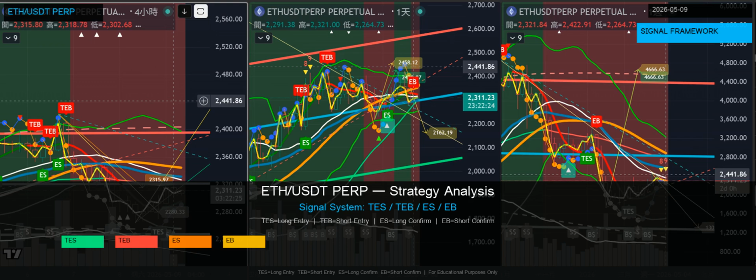Welcome to today's ETH/USDT Perpetual Strategy Analysis, dated May 9, 2026. Before we read the charts, let's review the four core signals in this system.